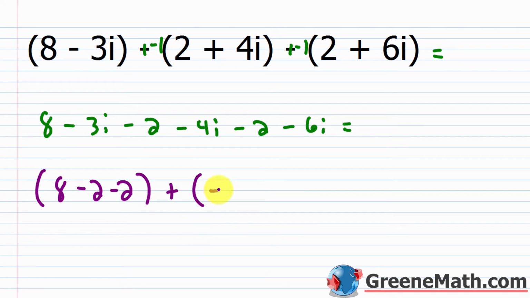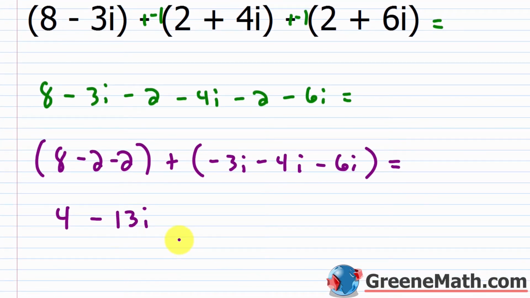So you've got your negative 3i. You've got your minus 4i. And you've got your minus 6i. If you need to group it like this for a while, that's fine too. It's just a little bit slower. So again, 8 minus 2 is 4. So that's your real part. Then plus, negative 3i minus 4i is negative 7i. Negative 7i minus 6i is negative 13i. So let me just put minus 13i.